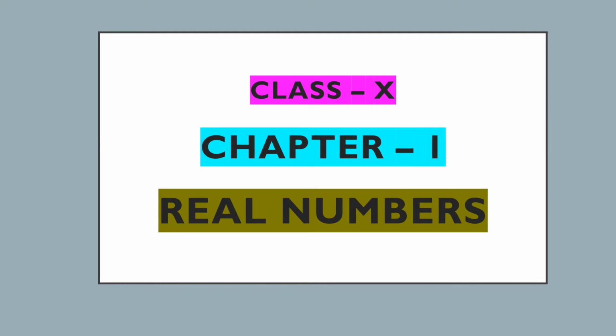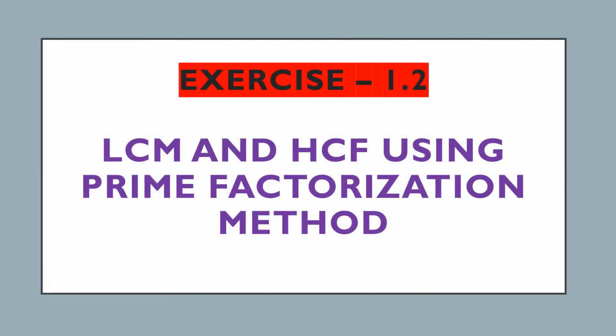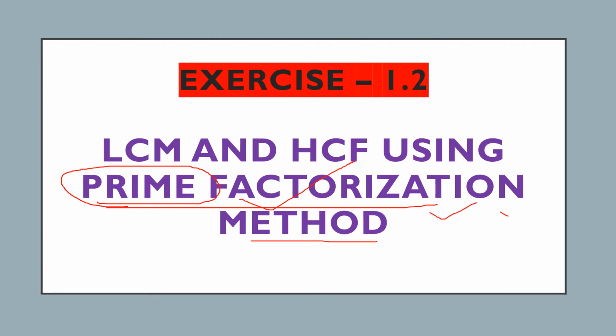This video provides a detailed explanation of Chapter 1 Real Numbers for 10th class. In this video, we are going to learn exercise 2, which is based on LCM and HCF using the prime factorization method. This prime factorization method is a process of finding the factors, and those factors should be prime numbers. First we'll find the prime factors of the given number, and using these factors, we will find the LCM and HCF.